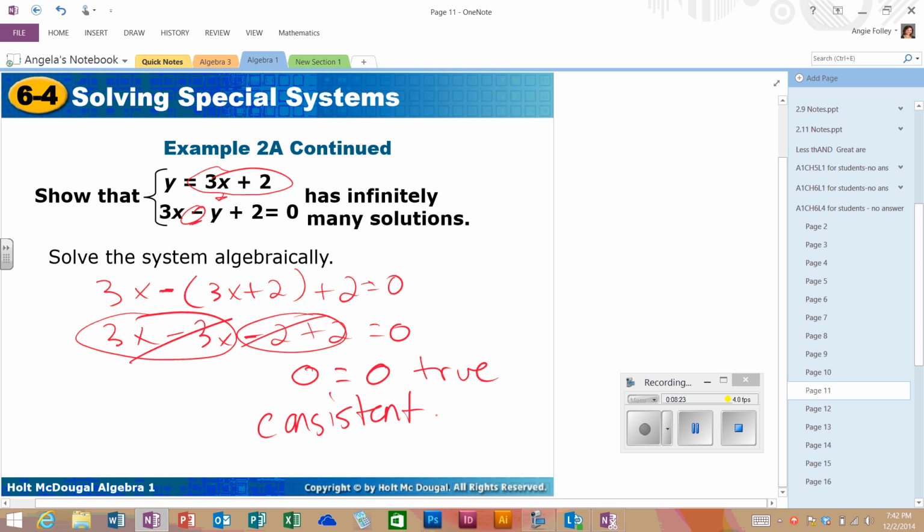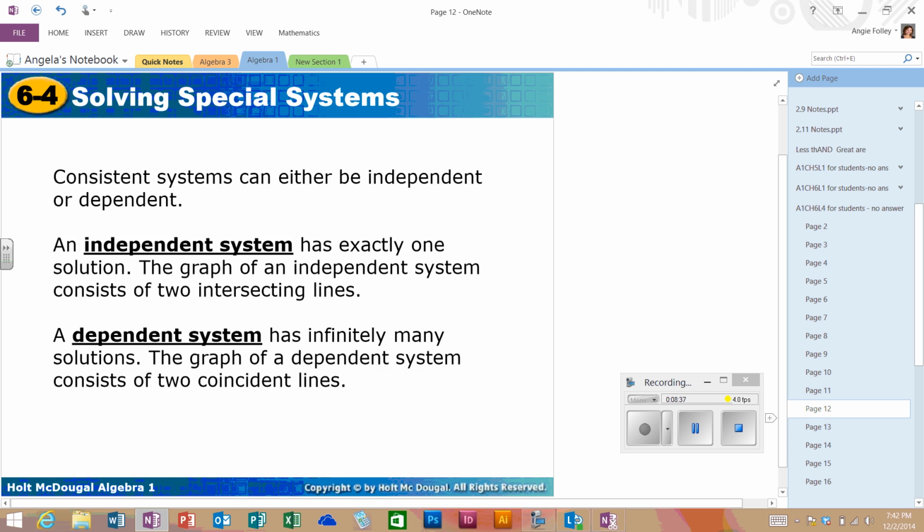Now, let's look at the two types of consistent systems we can have. Inconsistent means there's no solution. Consistent means I either have a lot of solutions or one. Now, if you get consistent systems, they can either be independent or dependent. Independent means that it's just one solution, meaning they just intersect at one point. Dependent means it's the same line, one line with another line on top of it.